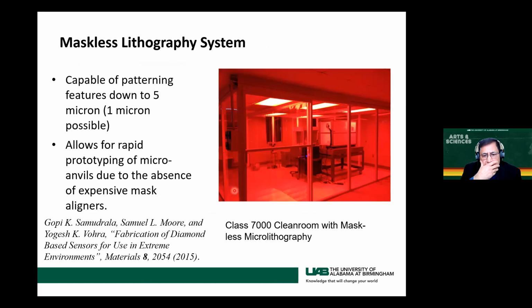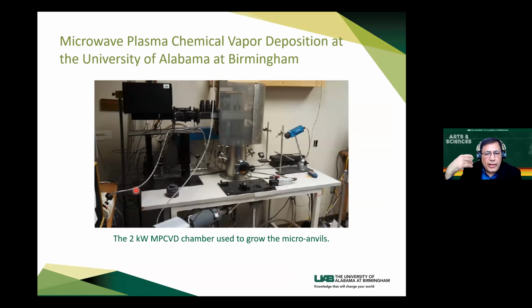So this was really a challenge which we could address because of this capability to have features down to about 5 micron and even 1 micron in our clean room facility. And the good thing about this system is that it is really easily scalable for doing multiple anvils. And then after we pattern the diamond, of course, we have to put it in a chemical vapor deposition reactor to grow diamond on the exposed area. So this has really taken a little bit of evolution to get where we are.